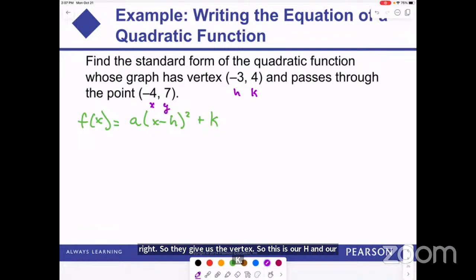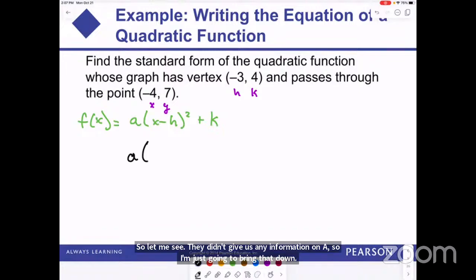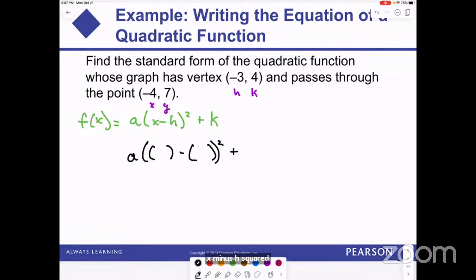Okay. So let me see. They didn't give us any information on a, so I'm just going to bring that down. y equals a times (x minus h) squared plus k. So I replace each component with a blank set of parentheses. x is -4, h is -3, k is 4, and y is 7.